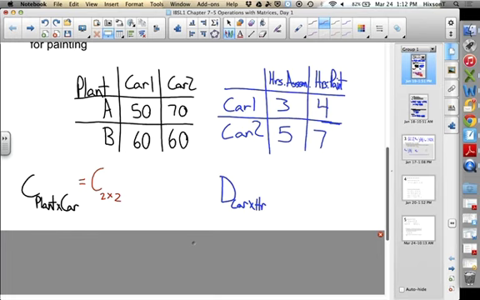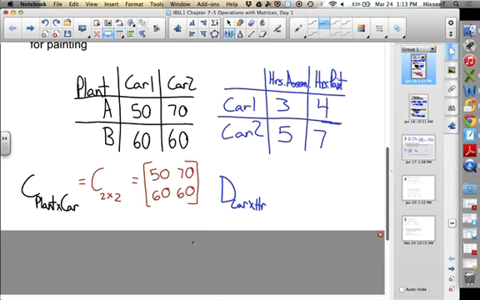2 matrix. Okay? So when we write the matrix, it's actually going to look just like our table. It's just formatted a little differently. Plant A produces 50 of car 1 and 70 of car 2. Plant B produces 60 of car 1 and 60 of car 2. Okay? So now we have the same information, but it's in the structure of a matrix, so that later on we can actually do some operations with it. And we'll talk about that in a moment, using these two together.